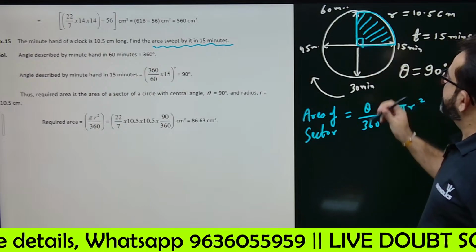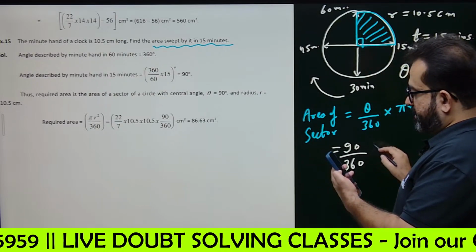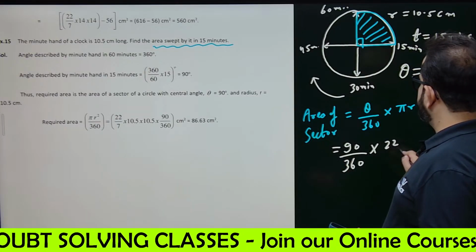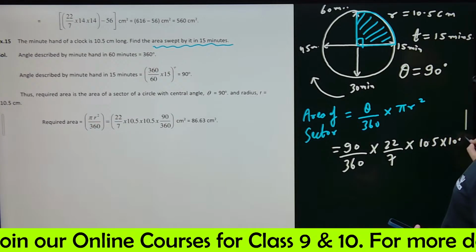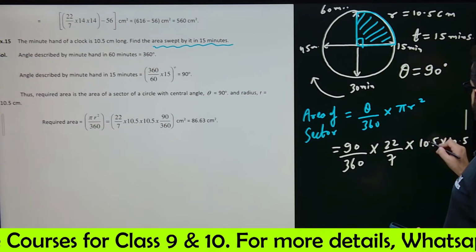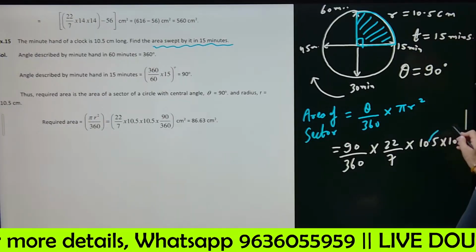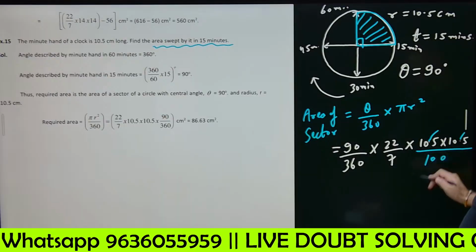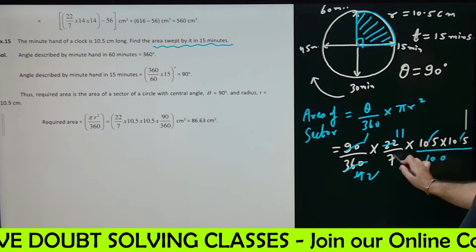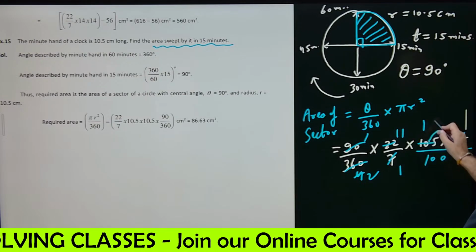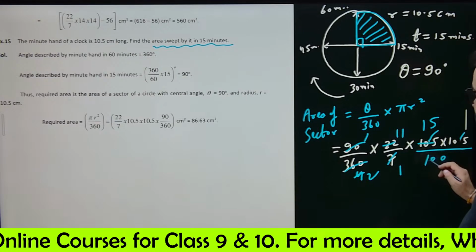So it will be 90 by 360, into pi which is 22 by 7, and r square would mean 10.5. Can I write r square as 10.5 into 10.5? Yes. These 2 points are gone, so the denominator will be 100. 9 1s are 9, 4 9s are 36, 2 2s are 4, 2 11s are 22. Now 7 1s are 7, 7 5s are 35, so it is again 5.